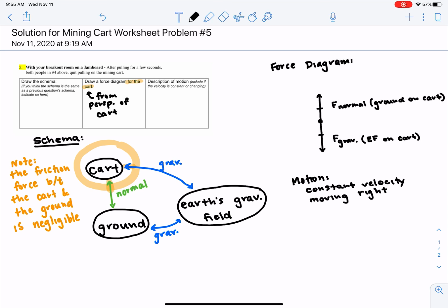So that's our setup. We have our schema, our force diagram, and a note about the motion of the cart.